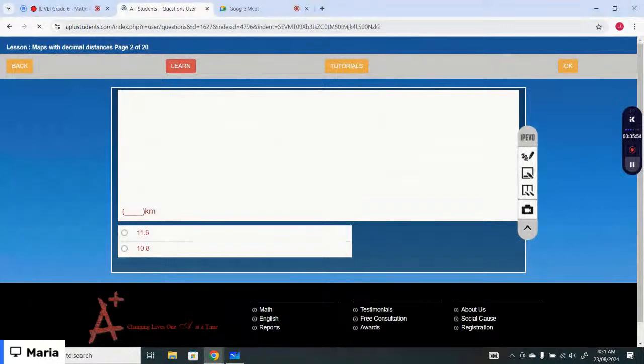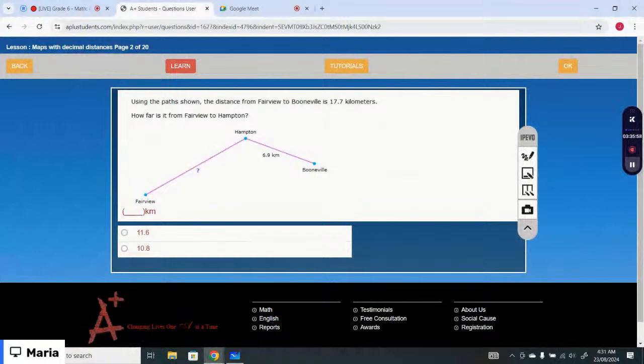Okay, the next one is using the path shown, the distance from Fairview to Bonneville is 17.7 kilometers. How far is it from Fairview to Hampton?